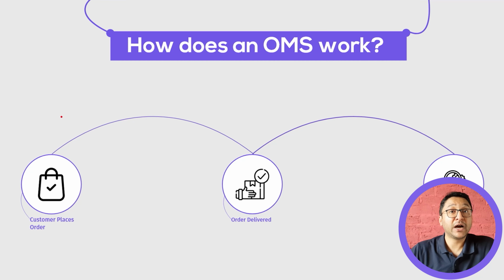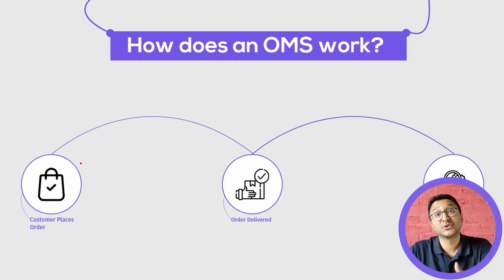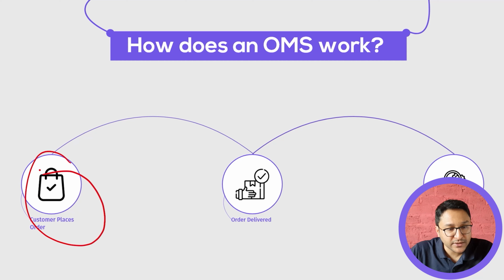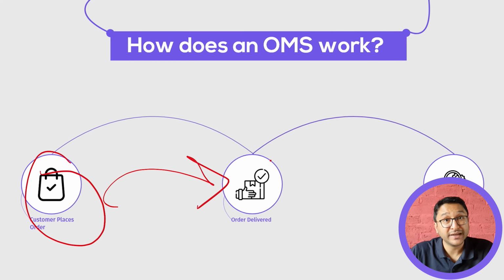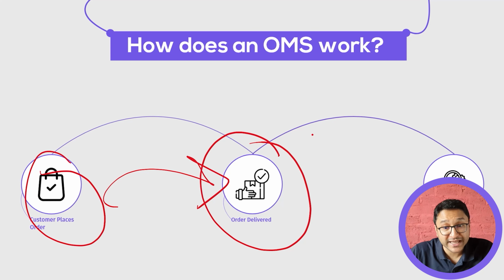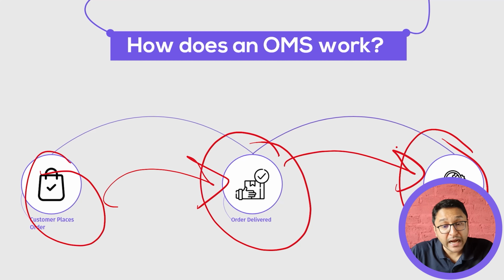So what is an OMS and how does an OMS work? An OMS basically fulfills the most important part of e-commerce, which is getting orders that customers place on your e-commerce channels into the customer's hands as soon as possible. So a standard, very high level order lifecycle is going to be customer places an order on your e-commerce channel, you fulfill that order as soon as possible, dispatch it, have it delivered into the customer's hands, and then you look at your end-to-end metrics to measure success, to make improvements in your operations.